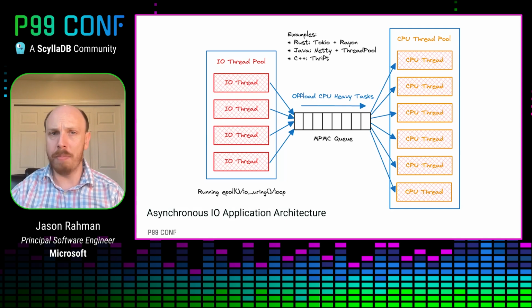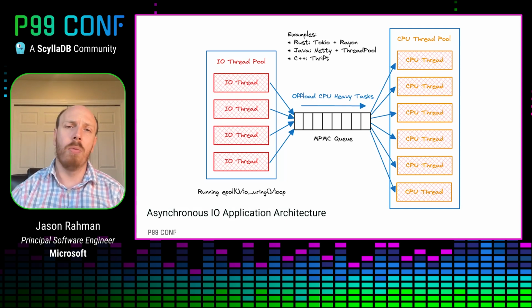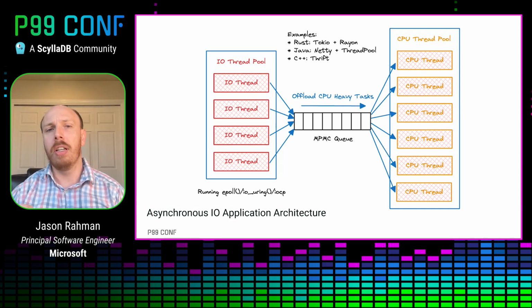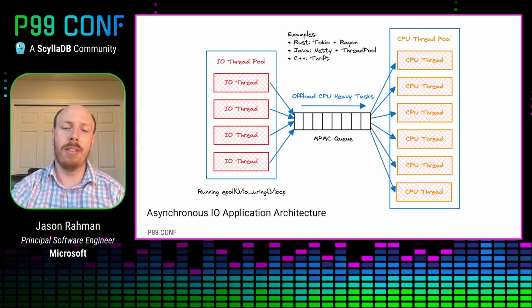And this is a very common pattern, right? We see this in Rust with Tokio plus Rayon. In Java, you have Netty for the IO threads, standard thread pools for your CPU work. And in C++, we have Thrift. I think gRPC probably does similar things. So this is a very common paradigm, right? Having non-blocking IO threads and then CPU-intensive worker threads.